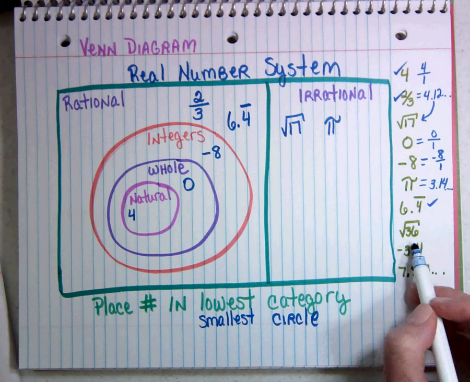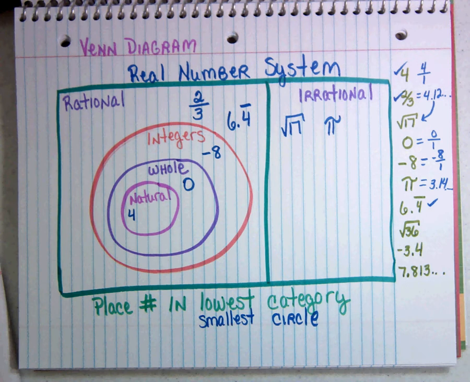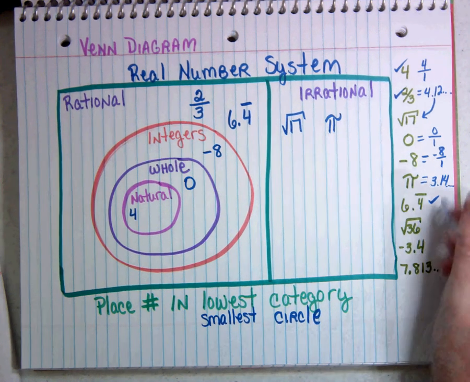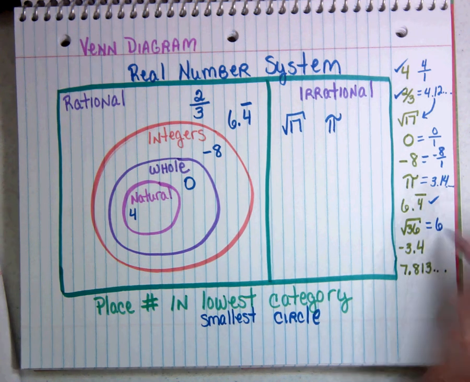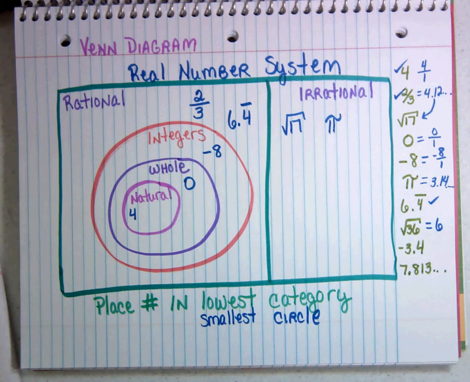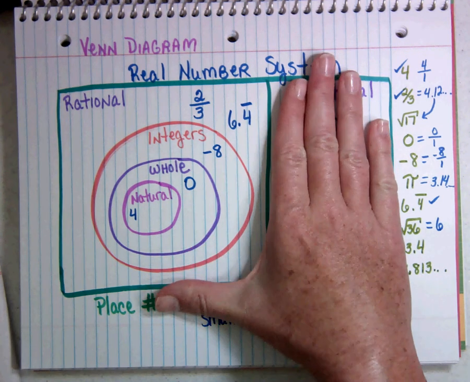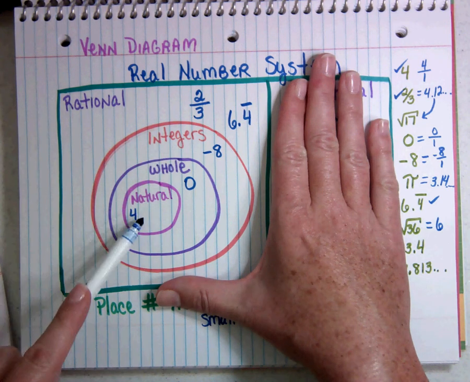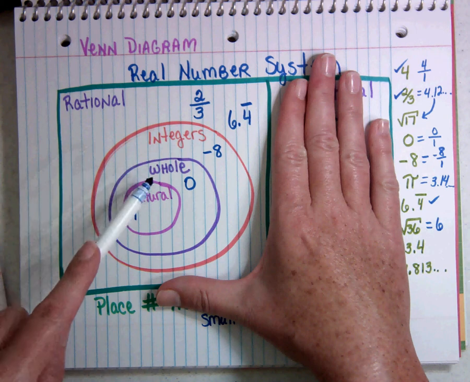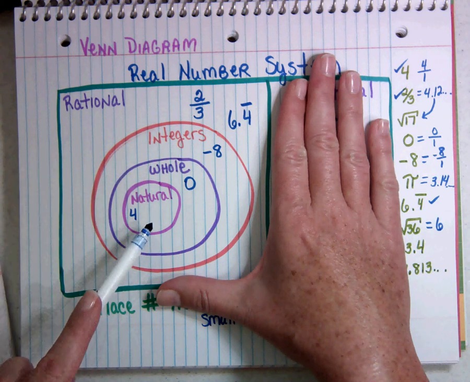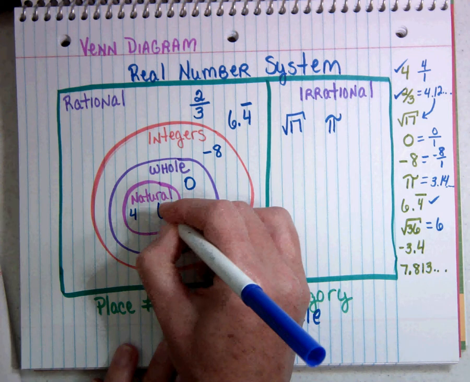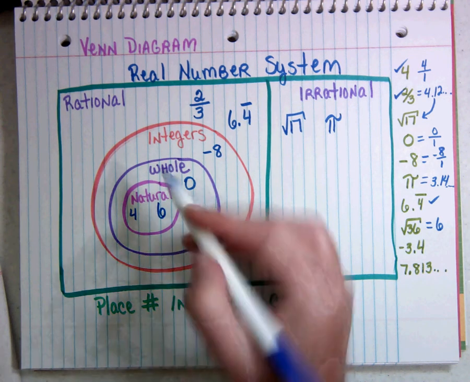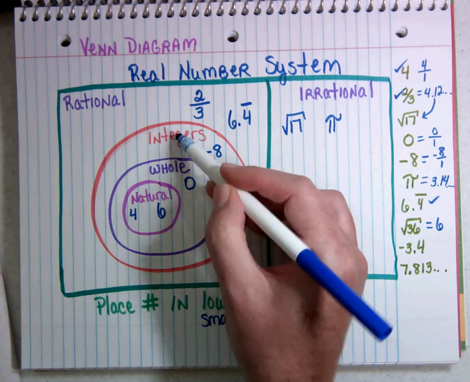Okay, the square root of 36. I hope you know the square root of 36. If you don't, again, you can type it in your calculator, and we would get that it is 6. Well, can we write it as a fraction? Yes, it's rational. What would be the lowest category? Ask yourself, is it natural? Is it whole? Is it an integer? 6 we would naturally count with, so 6 would go in our natural box. And that means that it's all of these sets as well.